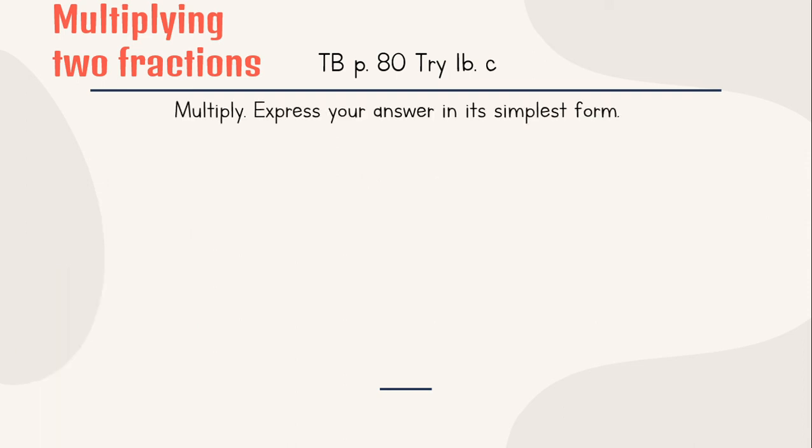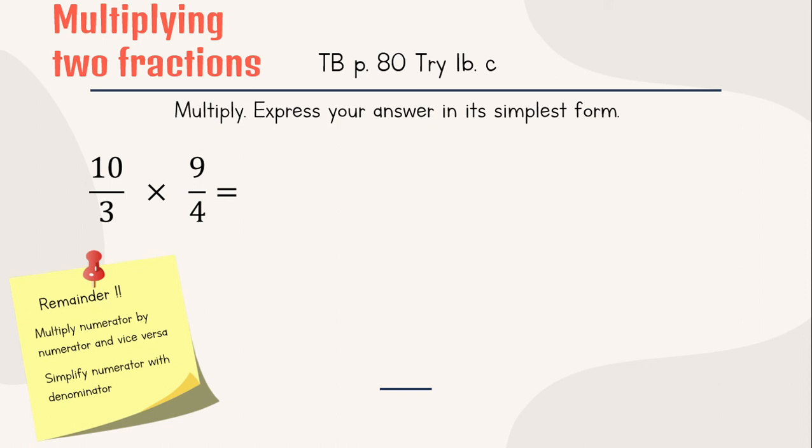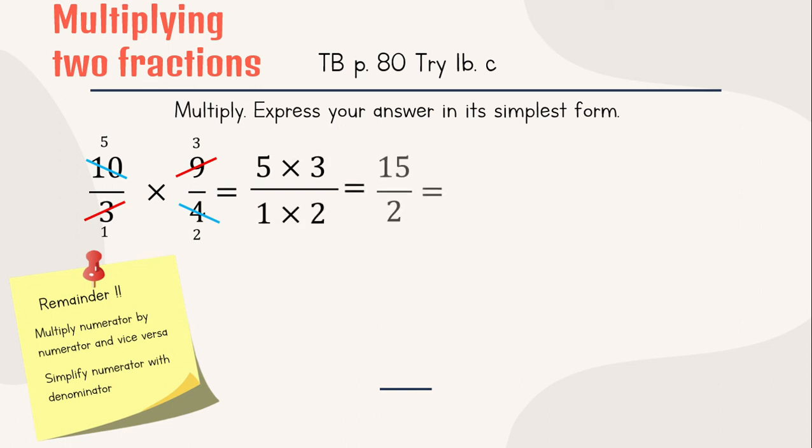Now see. 10 per 3 times 9 per 4. Are there any numbers that we can simplify? Yes, 3 and 9, and 10 and 4. And 10 and 4 are divided by, of course, not 4, because 10 cannot be divided by 4. As we know, 4 and 10 are even numbers, and even numbers will definitely have 2 as a factor. So for these numbers, we can divide by 2. 4 divided by 2 is 2. 10 divided by 2 is 5. So what do we have now? 5 times 3 per 1 times 2 equals 15 per 2. Once again, this is a big fraction. Make it into the simplest form: 7 and a half.